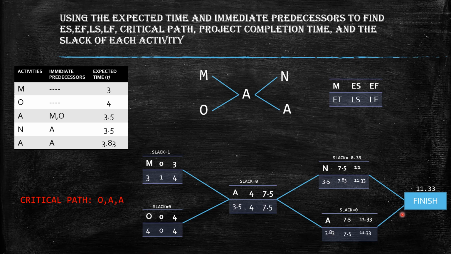And since both of them don't have immediate predecessors, we're gonna connect this on the finish. And then select the maximum value. As you can see here, we have 11.33 as the maximum value. So this is the project completion time, which is 11.33.